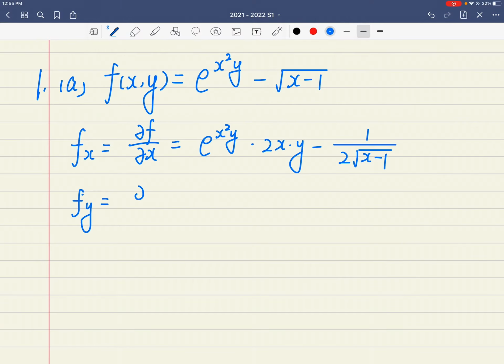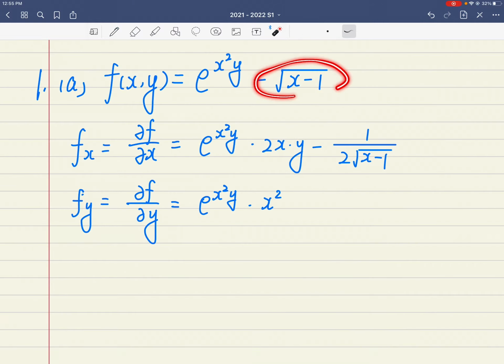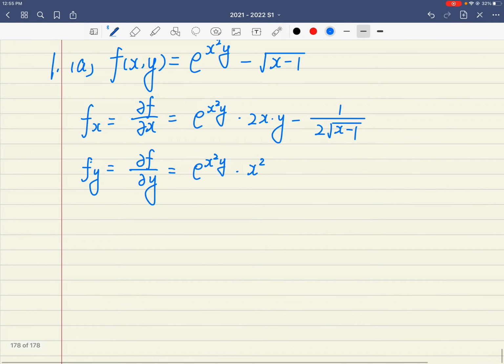The partial derivative by y, you just do the same thing. Now you have to treat x as a constant. If you treat x as a constant and differentiate this by y, the first part is still e to the power of x squared times y. And then the second part, you differentiate x squared times y by y, treating x as a constant, and you get x squared. Then this part is a constant, so when you differentiate it, you get 0. So this will be fy. So this is the first part.